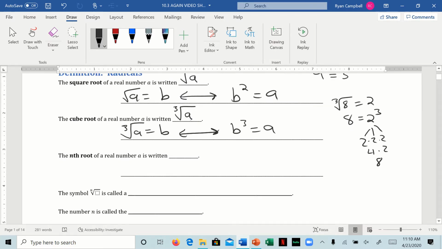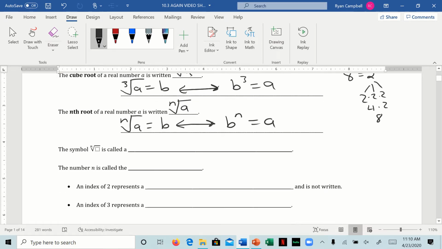And we can actually keep going for the nth root. So n is just some number. It could be 2, it could be 3, it could be whatever. And this is how we would write it: the nth root of a. So any number root, if that equals b, then we know that b to the n is going to be a. So that's kind of the general form. Hopefully you can see that pattern.